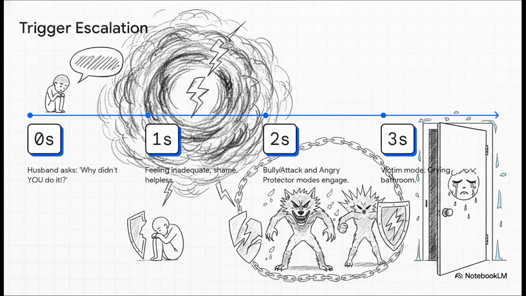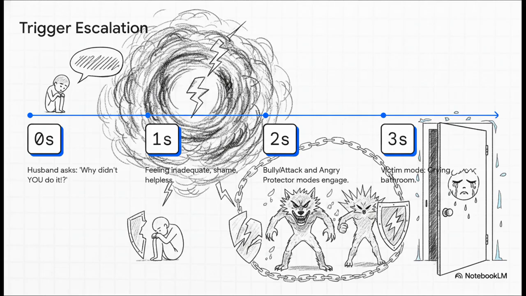So the husband asks, "Why didn't you do it?" And boom, instantly the trigger hits. It's wild, you know? The human brain is this absolute marvel of evolution, yet it can be totally derailed in half a second by a simple question about a chore. The feeling of shame instantly strikes the vulnerable child mode.